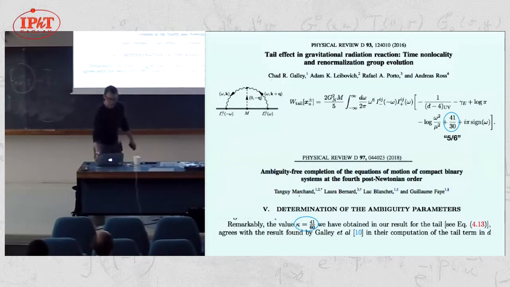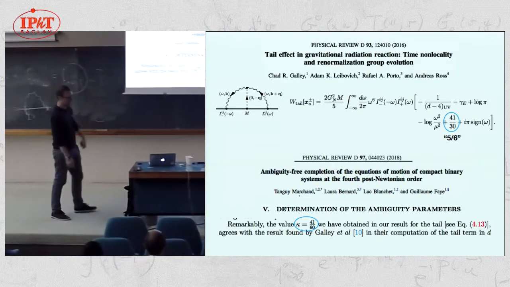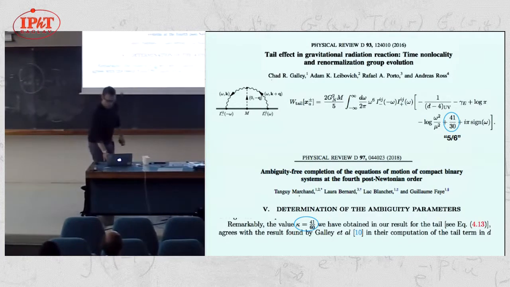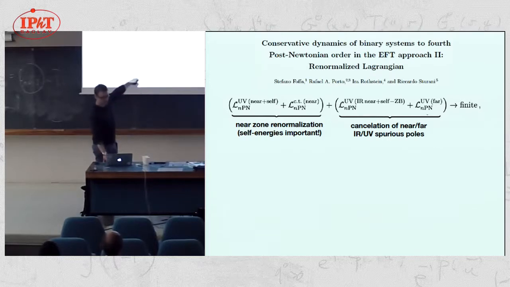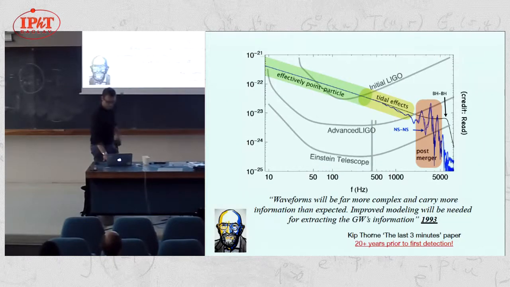I'm finishing. We got it split, so the 5/6 for us is a 41/30, which eventually was also reproduced by Luke and company. And we very recently put up the paper in which we show how to do the calculation, and I can tell you the details if you ask me.